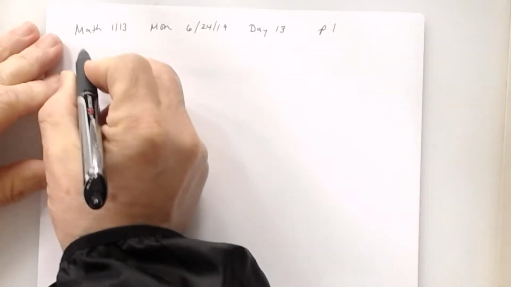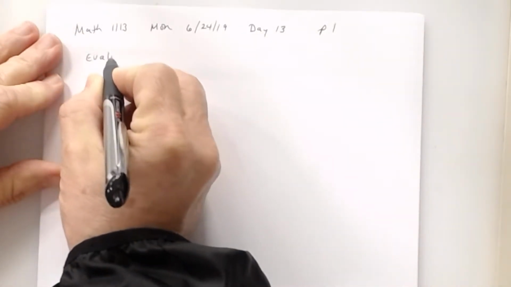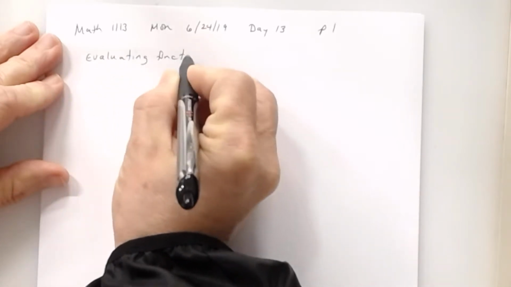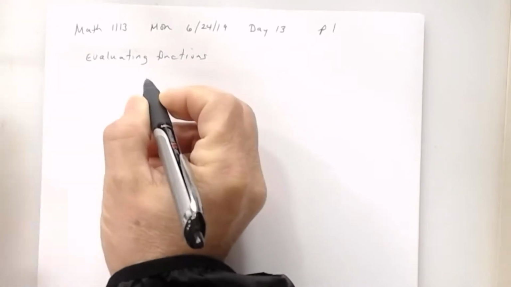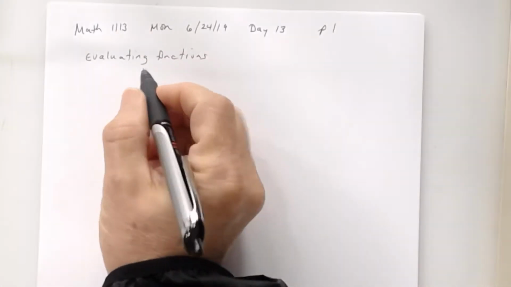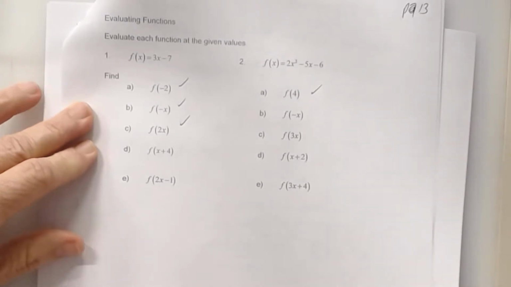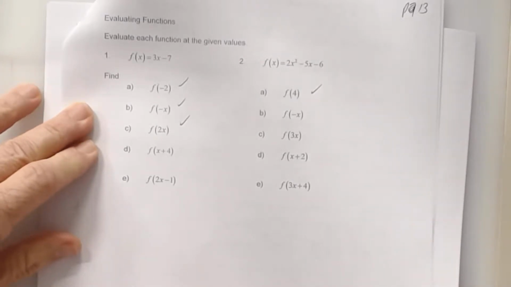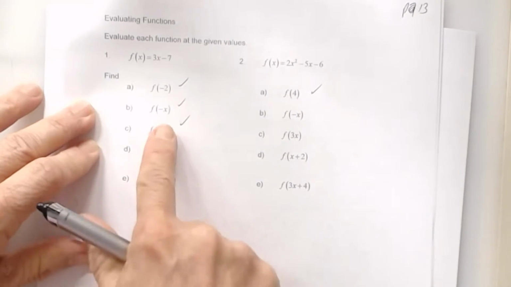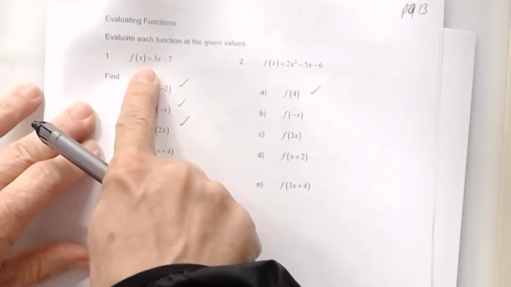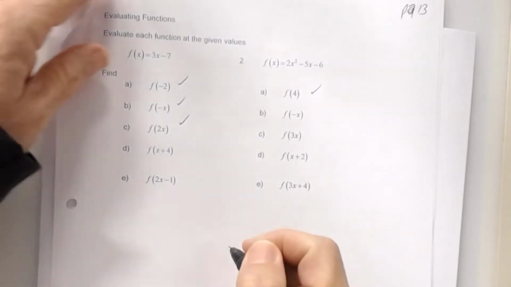All right, so evaluating functions. And again, I'm looking at this handout that we were dealing with. So the ones that are checked, we've already done. So let's look at this function f of x equals 3x minus 7.